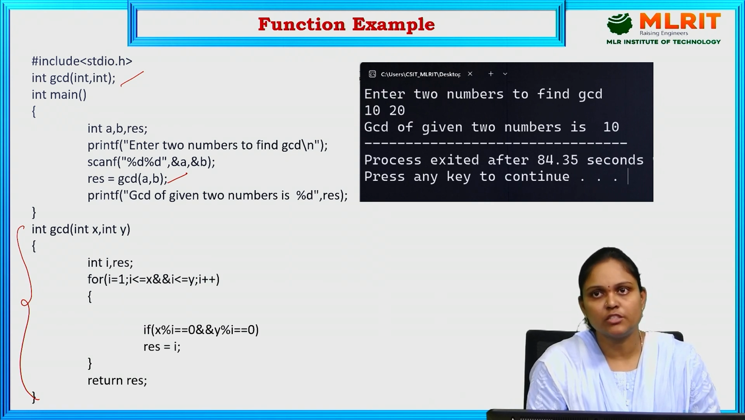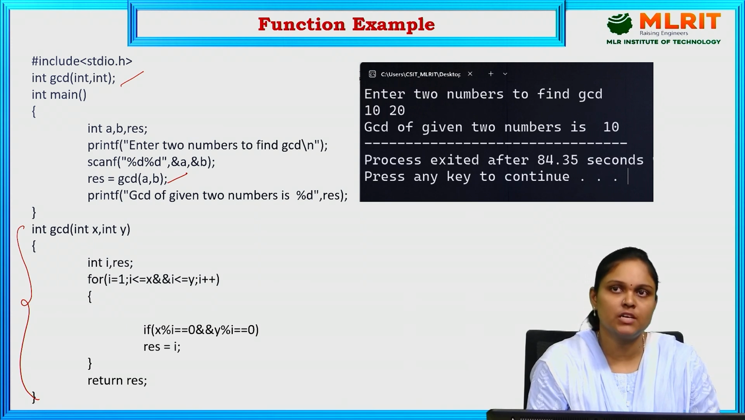Coming to the function call, if you are calling a function, these are the inputs that you are passing to that function, and if you are getting any return value, that value should be assigned to some variable. Next, coming to the definition, it is the set of instructions that you want to use to complete a task. So that set of instructions we write in the user-defined functions.